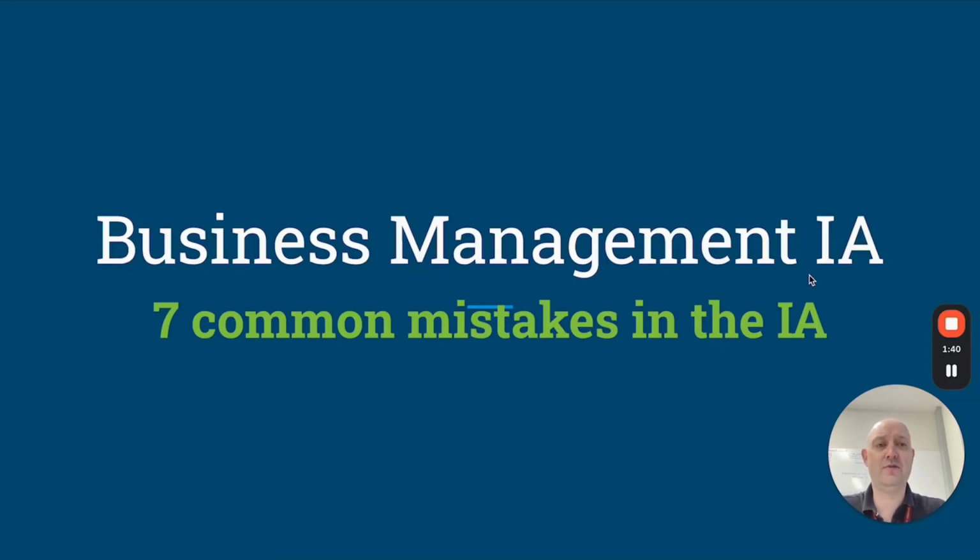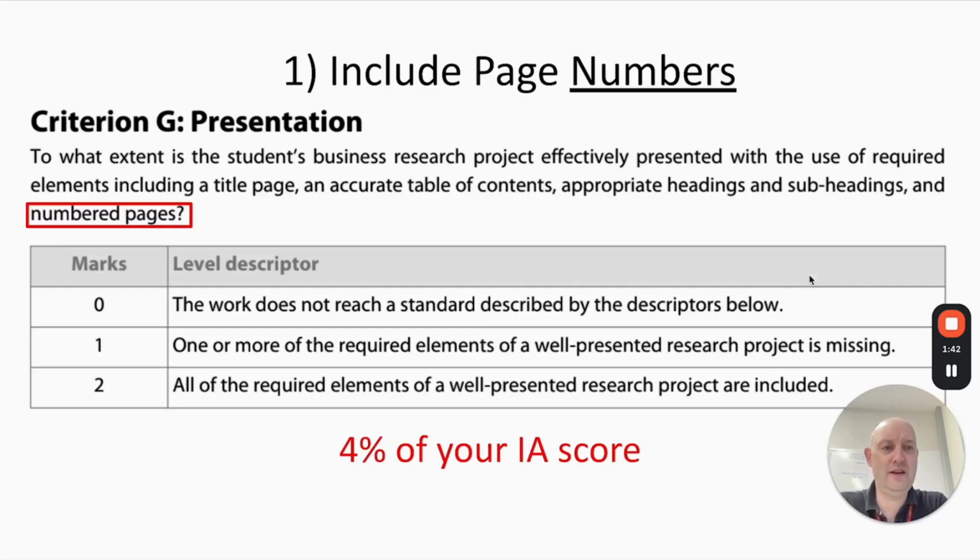So here we go. The first one is including page numbers in the IA. If we look at criterion G, presentation, you can see that you need to put numbered pages into your document. And if you look at the criteria for 1 mark out of 2, it says 1 or more of the required elements is missing.